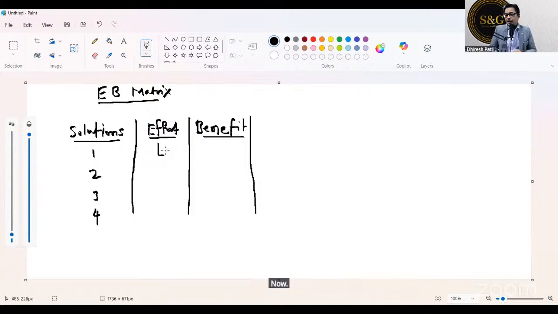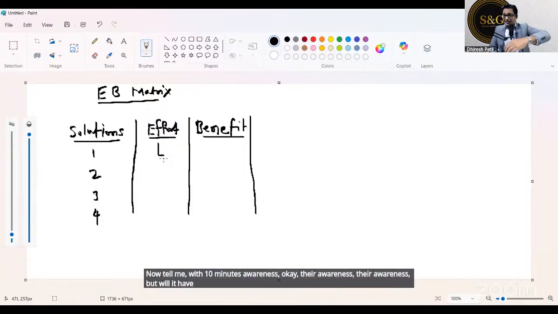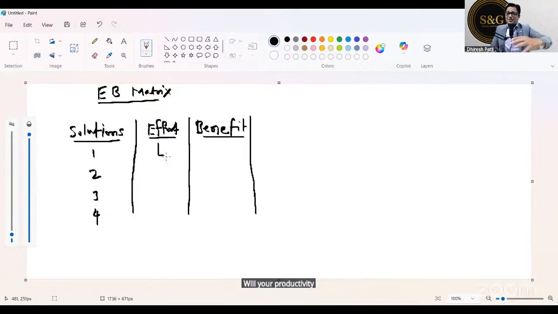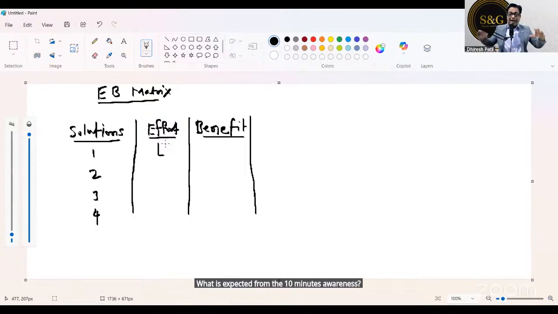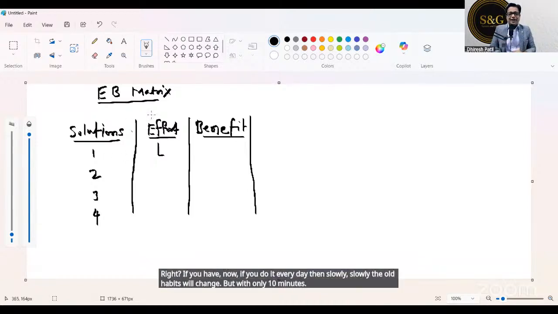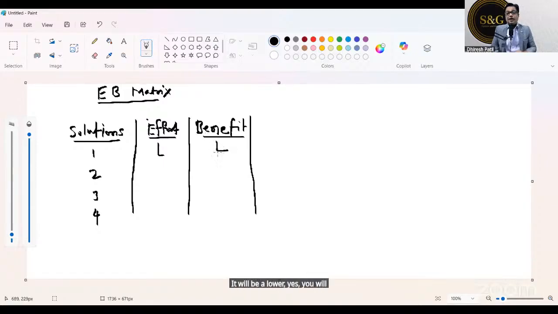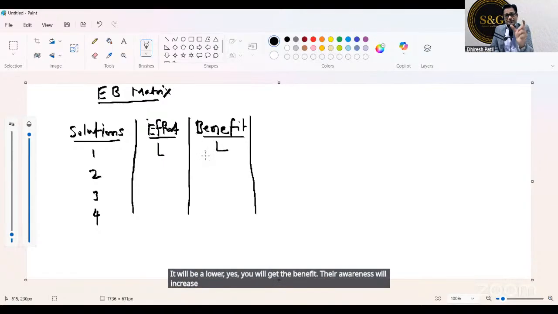Now tell me, with 10 minutes awareness, will it have a huge impact? Will your productivity drastically change? What will be the benefit, high or low? Type in the chat box. What is expected from the 10 minutes awareness? Can you expect a huge dramatic change? No. If you do it every day, then slowly the old habits will change. But with only 10 minutes, it will be lower. Yes, you will get the benefit. Their awareness will increase. They will know. So you will definitely get some increment. So, a low effort, low benefit solution.